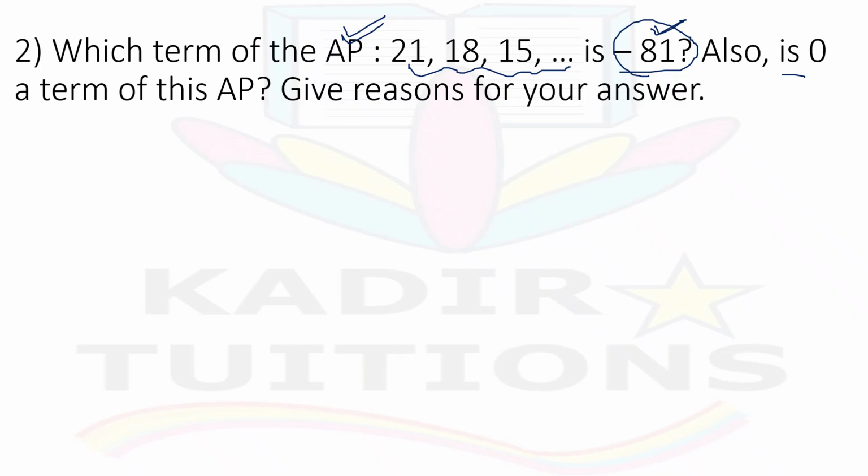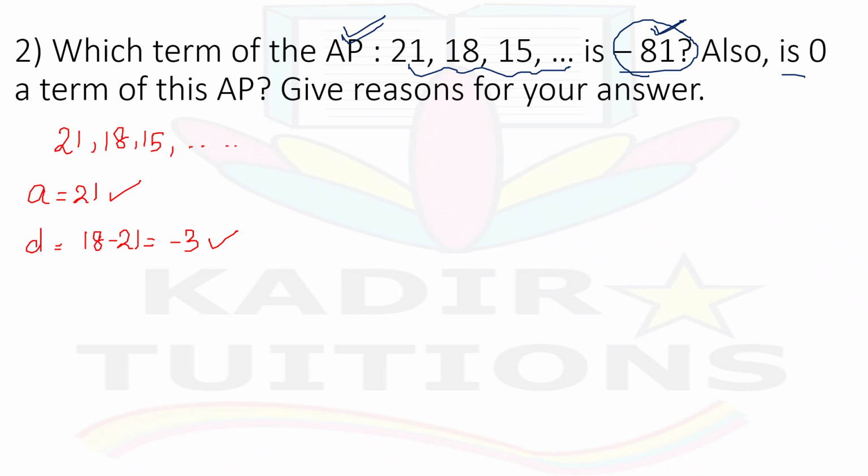First we will focus on the first question. Before that, we'll write the value of a and d. So our AP is 21, 18, 15. So this is the AP. What is a? It's the first term, which is 21. And what is d? Second term minus first term, which is -3. So we know the value of a, which is 21, and the value of d, which is -3.